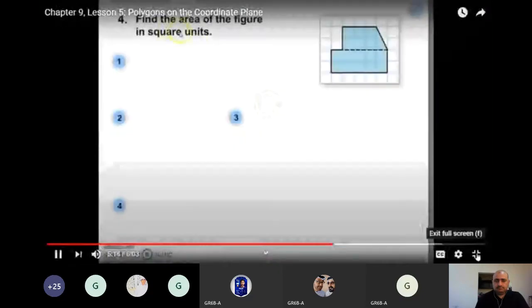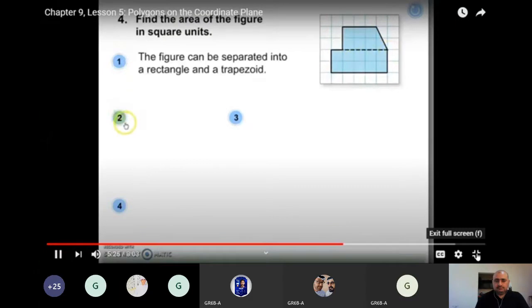For this example, find the area of the figure in square units. Here they gave us a composite figure. It looks like it's made up of a trapezoid and a rectangle, so it's a good idea to cut it in half right at that spot. Let's go ahead and find the area of the rectangle, which is length times width. We see it's 2 units tall, and it's 5 units wide. 5 times 2 is 10.